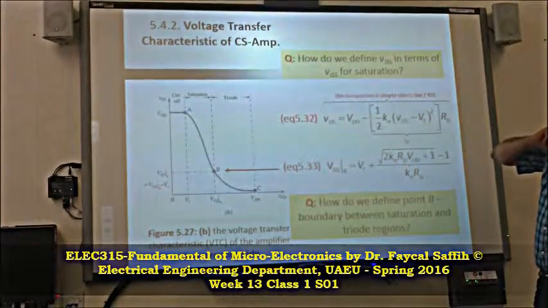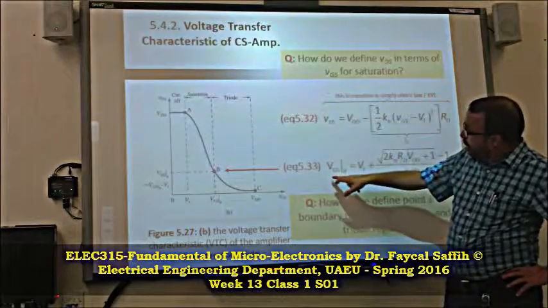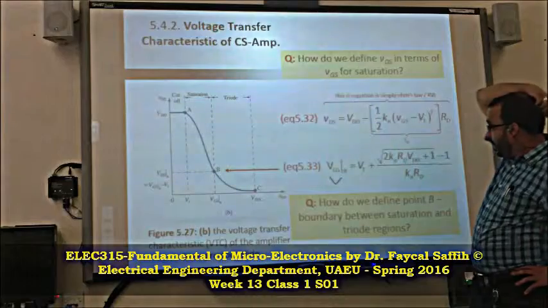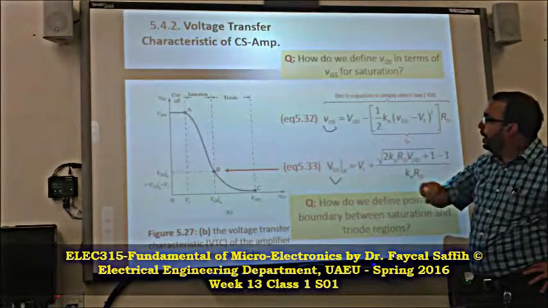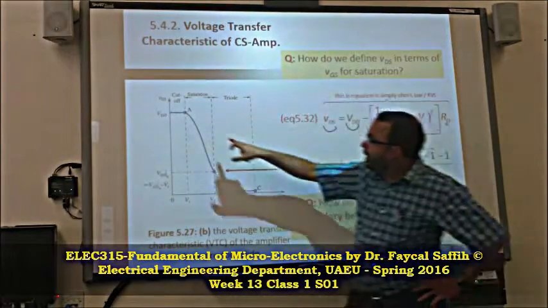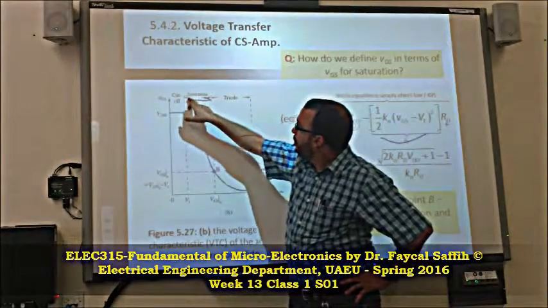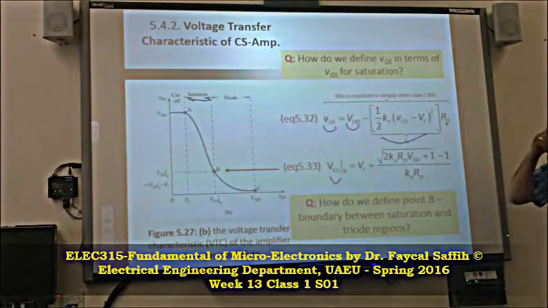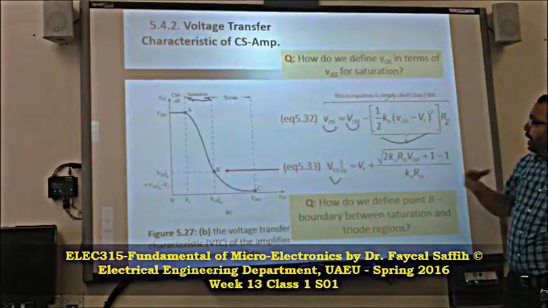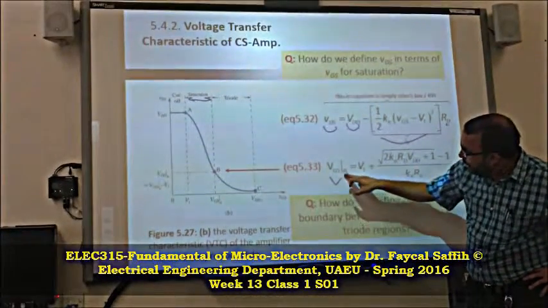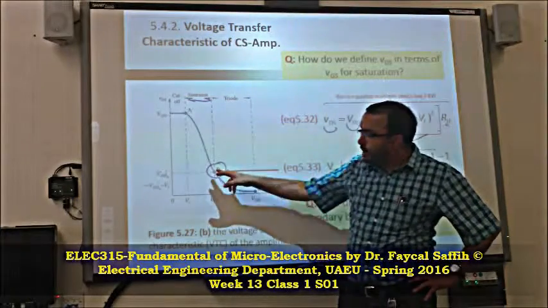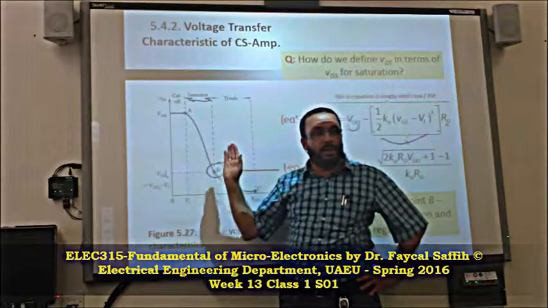The question here was, this is two questions. First question is, how do we define VDS in terms of VGS in saturation? We said we have the equation for VDS, yes or no? VDD minus ID RD, where the saturation, this is applicable only in this region. Do you understand? And we can write this equation in a different way. What is this point? This is B. This is the transition between saturation and triode.